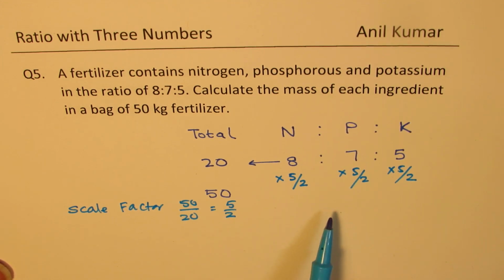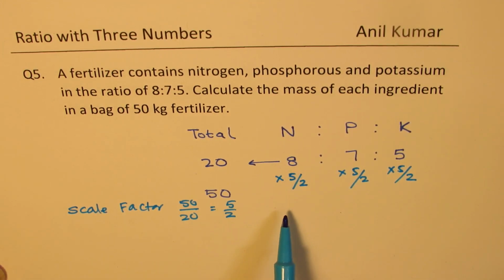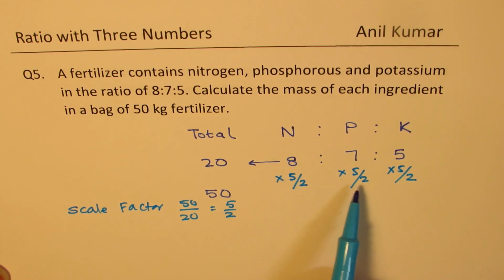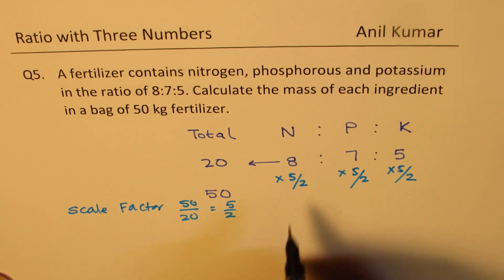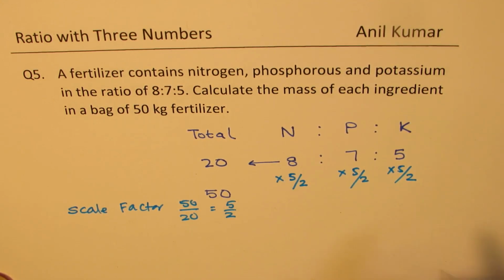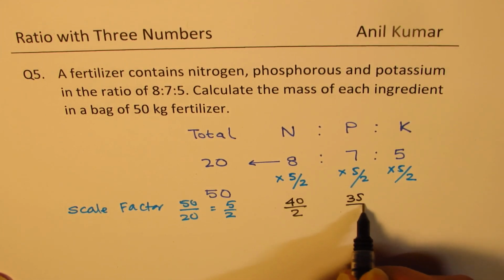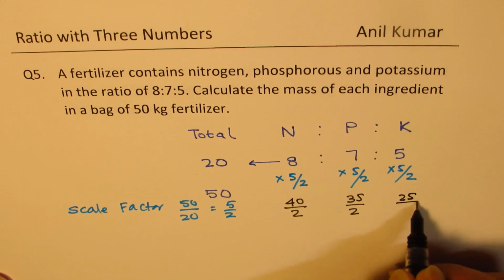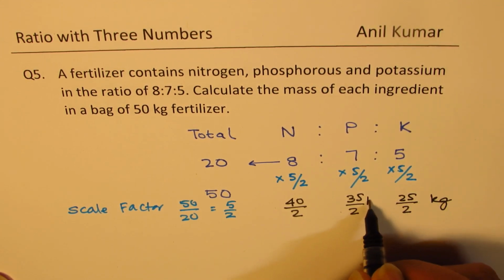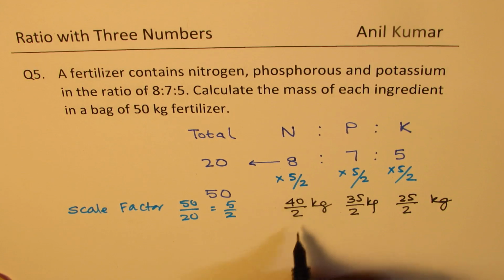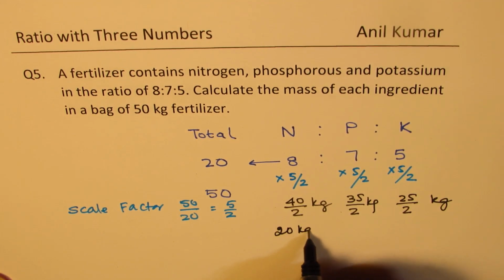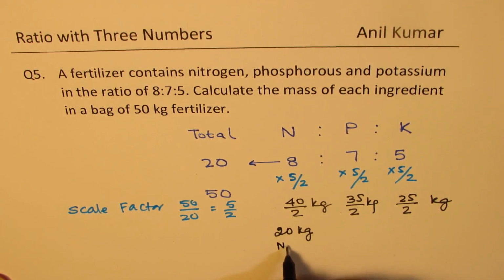So once you do that, you get the scale factor and then the quantity of each, right? So let's do 5/2 for each. If I divide by 2 first, 8 times 5 is 40, so you can write this as 40 by 2. We can write this as 35 by 2 and this is 25 by 2. The units are kg for each. Is that clear?